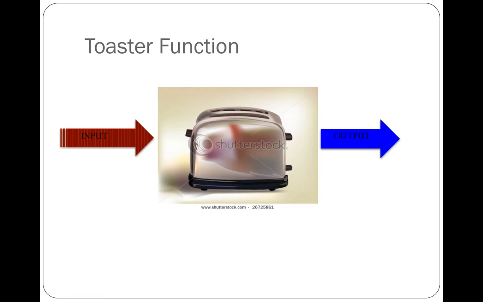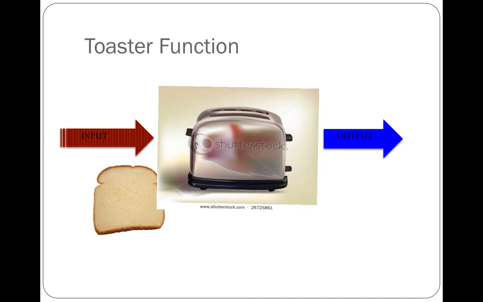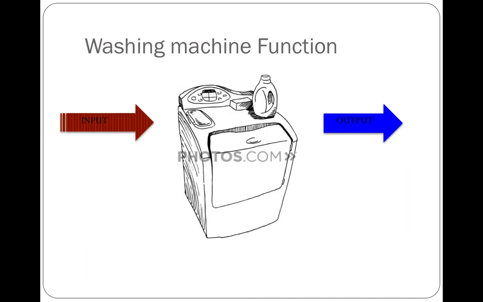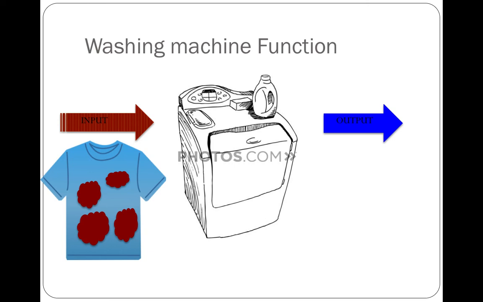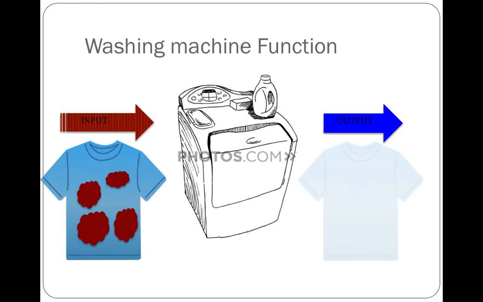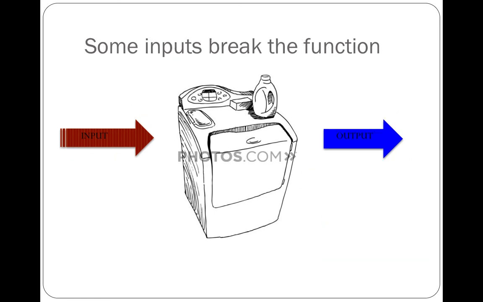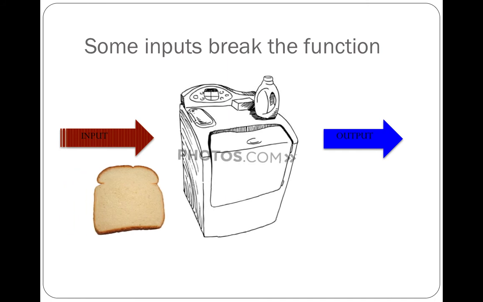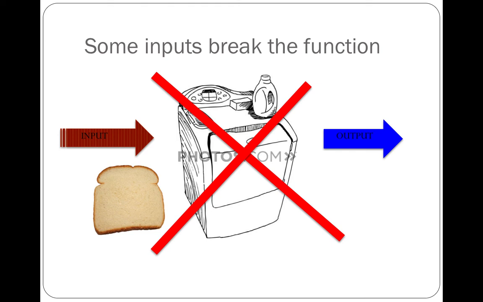You have a toaster function, input and output. Put in bread, you get out some toast. A washing machine, you put in some dirty clothes, that's the input. It does some work, and you get out clean clothes as part of the output. But what happens when you start messing around? In this case, some inputs can break the function. So if you have a washing machine and you put in your bread, that's a problem, right? That's going to break your washing machine.